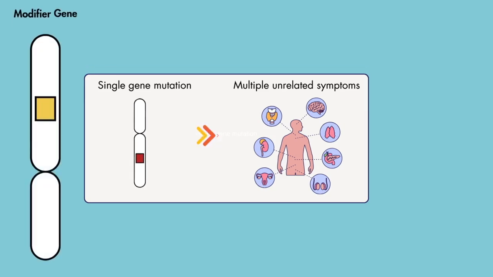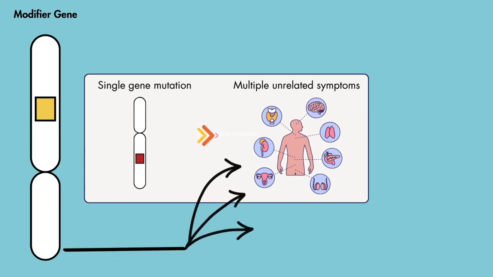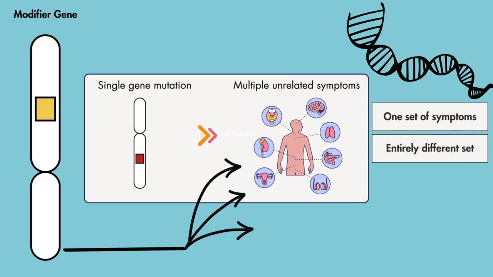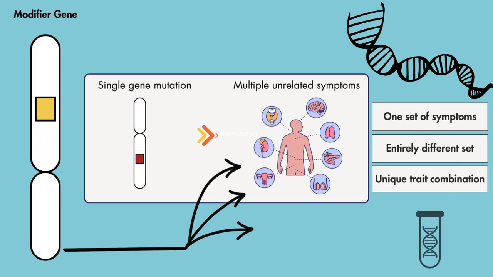Now, this is where modifier genes come into play. Modifier genes can determine which of these pleiotropic traits will actually show up in an individual. This means that depending on the genetic background, a mutation might lead to one set of symptoms or an entirely different set, or it might even create a unique trait combination that only occurs in specific genetic contexts. This is possible because the modifier genes interact with the pleiotropic gene.